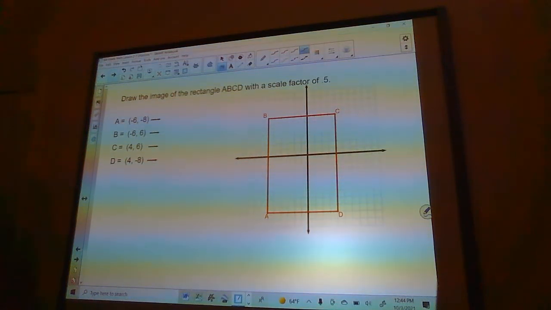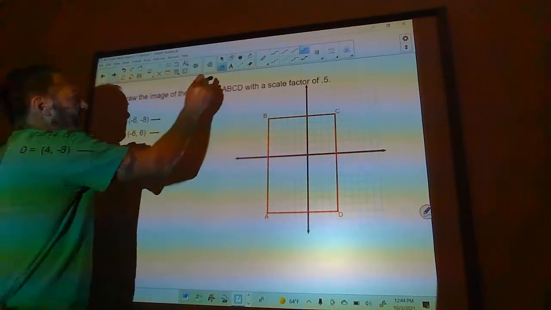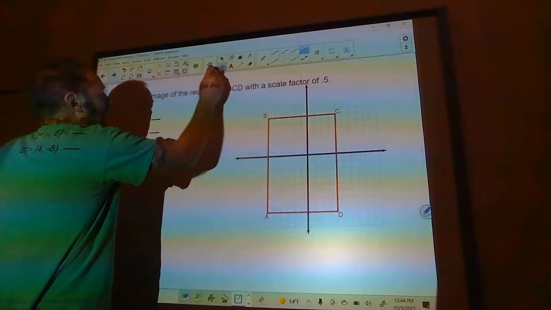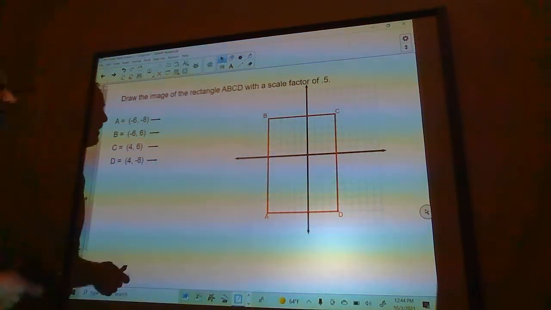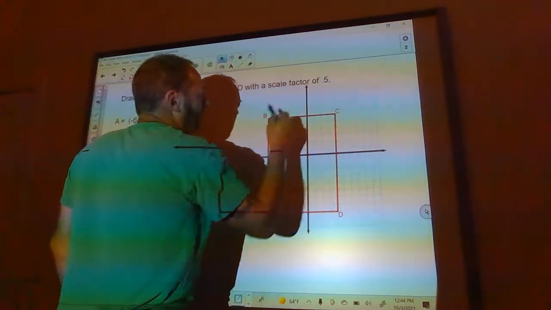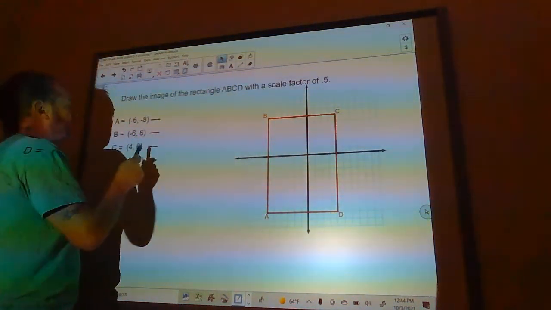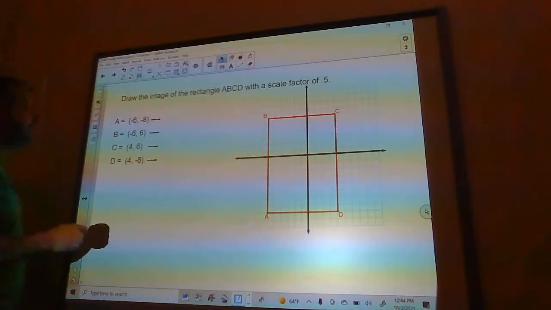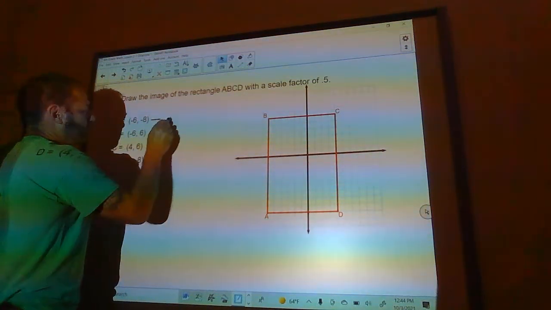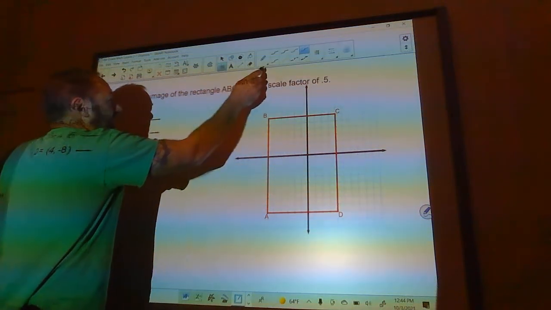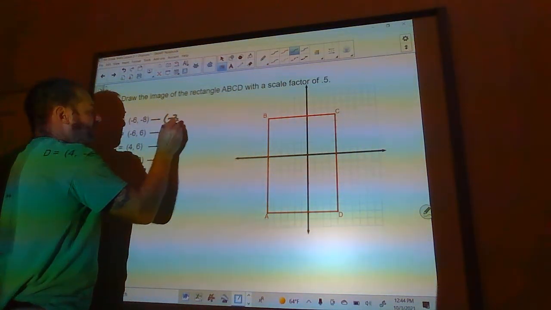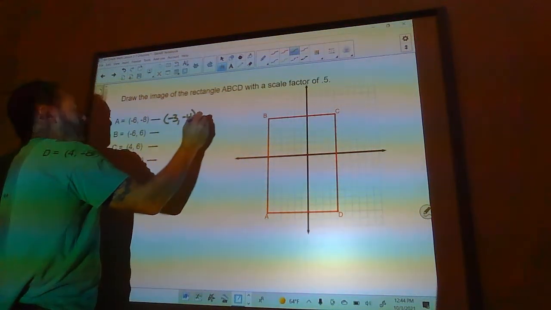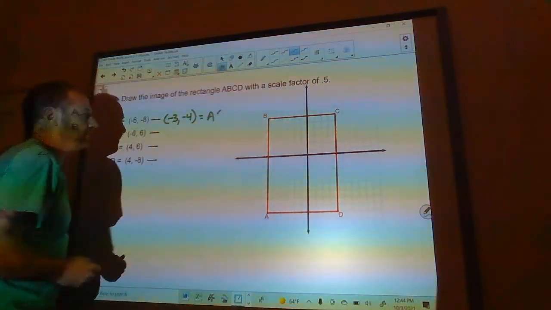Okay, draw the image of the rectangle ABCD with a scale factor of 5. Oh, I'm sorry, that's 0.5. I was going to say that's going to go way off the graph. 0.5. Okay, so I got negative 6, negative 8 is point A down here. That's going to go to negative 3, negative 4, and that's going to be A prime.